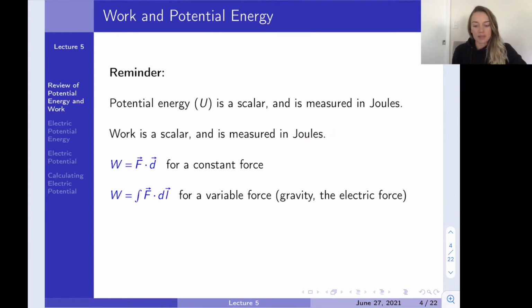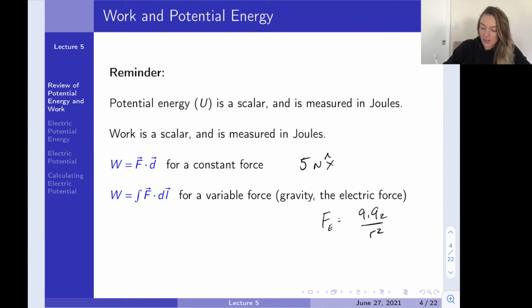And remember from 7c that work is the dot product between force and displacement for a constant force. So if we have a force of just 5 newtons in the x-hat direction, that's a constant force, and you would just dot your force into your displacement vector. But when we have a variable force, like the electric force, because our electric force from Coulomb's law, remember, has that r squared on the bottom, so it's going to be variable as you move throughout space. When we have a variable force like that, we have to integrate.